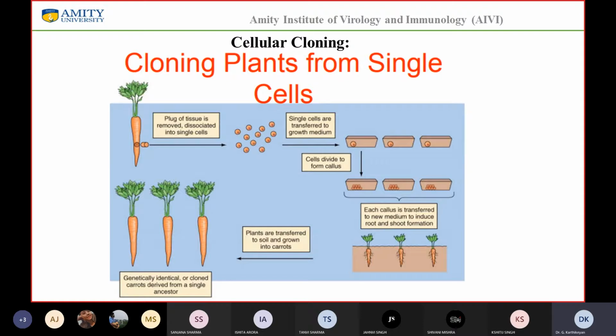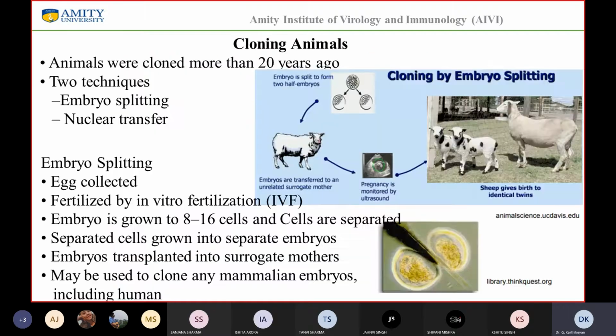Okay, so these grow into callus, and each callus in turn, with appropriate medium, can be made to grow into a whole new plant. This is very useful when we are talking about some rare herbs or some plants which are endangered and which need to be rescued, right? So plant tissue culture comes into play in those situations.